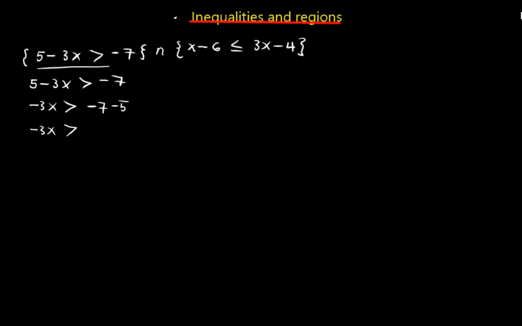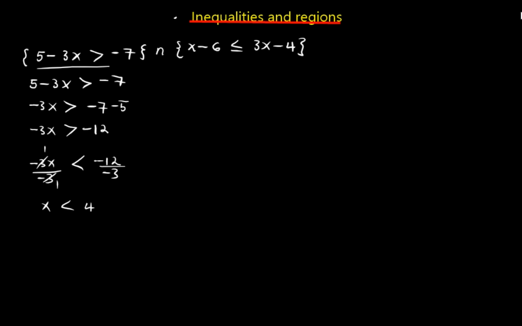Yes, that is negative what? 12. We are going to divide both sides by negative 3. Therefore, we shall have negative 3x divided by negative 3. Remember we said, while dividing inequalities with a negative, the inequality symbol does what? Changes. And that is negative 12 out of negative 3. By negative 3, 1. So we shall have x is less than negative 12 divided by negative 3. That is 4. That is set number 1.